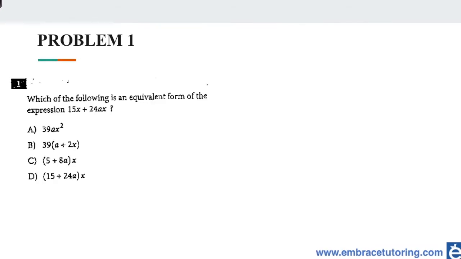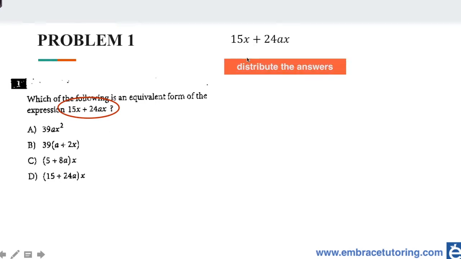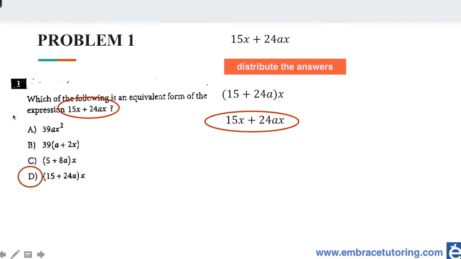Okay, for problem number one, it says which of the following is an equivalent form of the expression 15x plus 24ax? After skimming my answer choices quickly, it seems as though what I'm going to need to do is either distribute my answer choices or factor my answer choices in order to put them into my 15x plus 24ax form. And as I'm skimming down, I notice here for choice D, I can actually distribute this for my 15 plus my 24a. If I distribute this, the 15 times the x gives me my 15x, and the 24a multiplied by the x gives me 24ax, which indeed is the answer choice that I'm looking for. So answer choice D will be my answer to question number one.